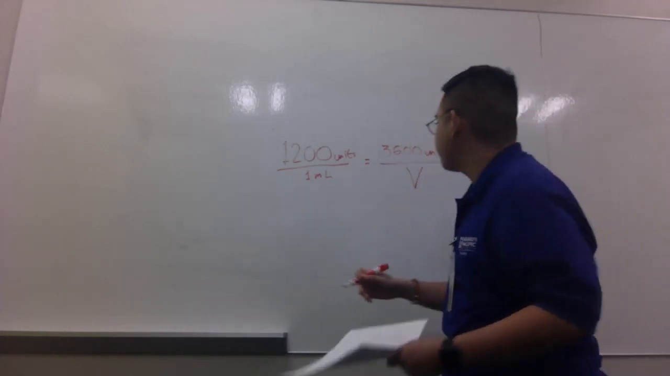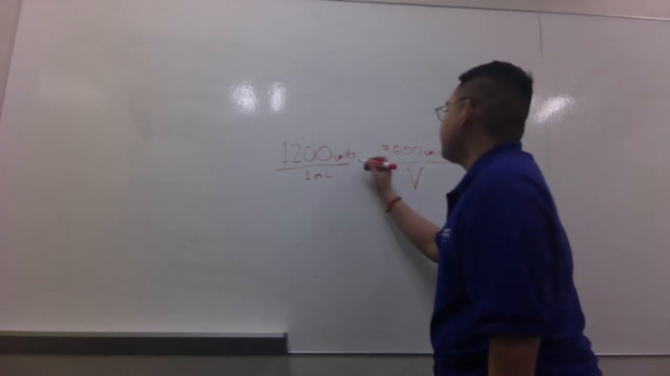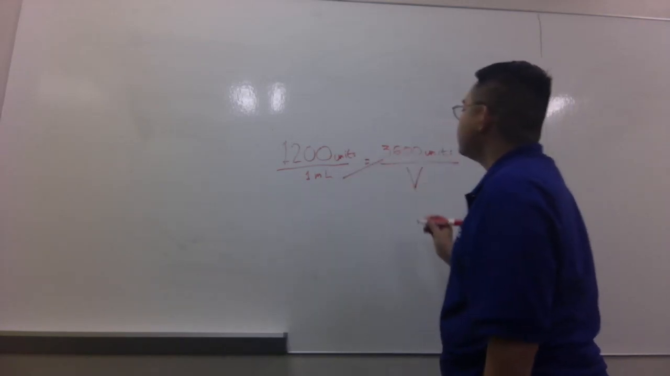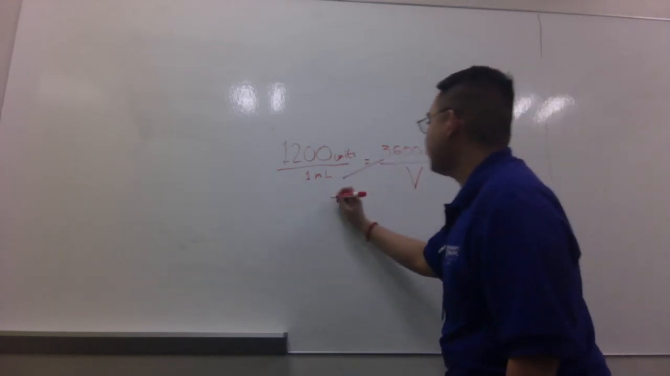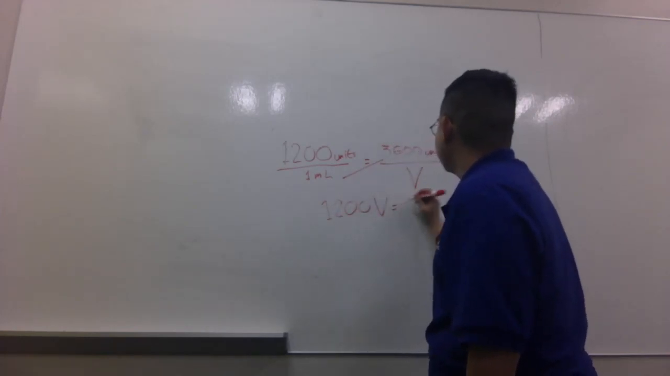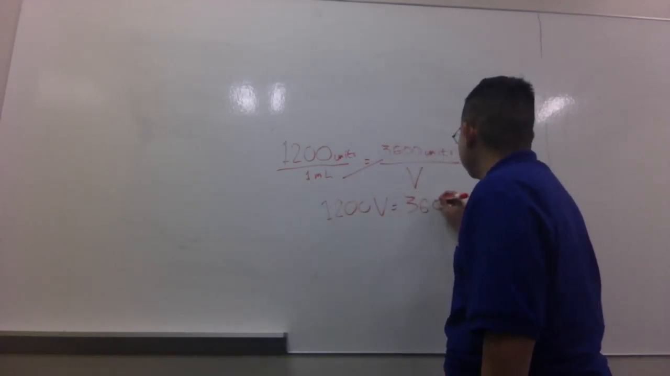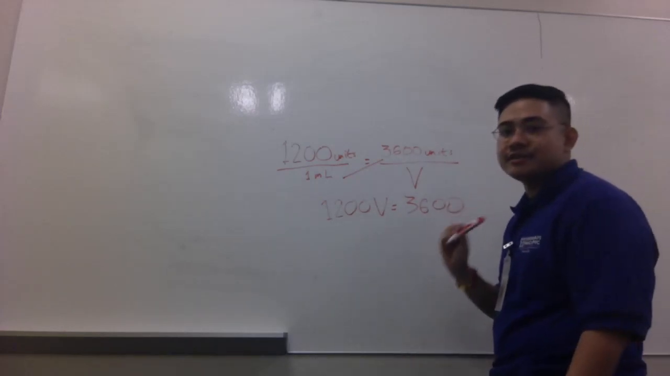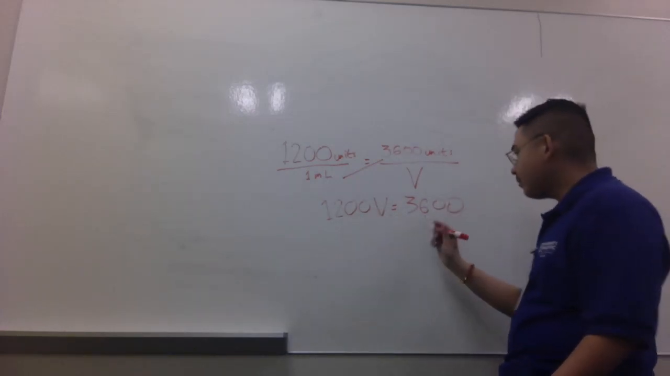So always read the questions, know which ones are irrelevant, and then you should be able to get the correct answer. Same step, we just cross multiply as always. So you have 12,000 V equals 3,600. When you divide, again, divide where the variable is.